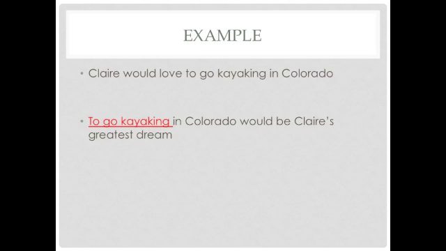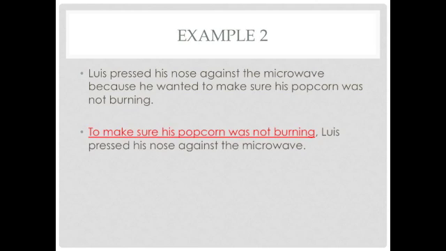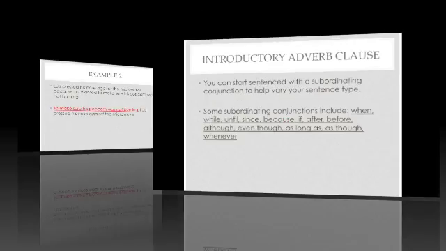Here's an example. Claire would love to go kayaking in Colorado. We can vary that by saying, to go kayaking in Colorado would be Claire's greatest dream. Me too, Claire. Here's another example. Louis pressed his nose against the microwave because he wanted to make sure his popcorn was not burning. We could change that to: To make sure his popcorn was not burning, Louis pressed his nose against the microwave. It's just a lot more exciting and more advanced.